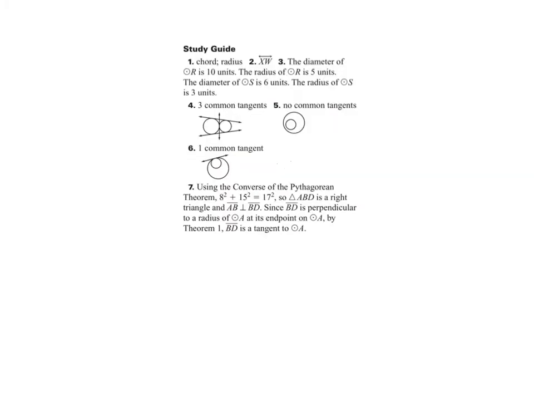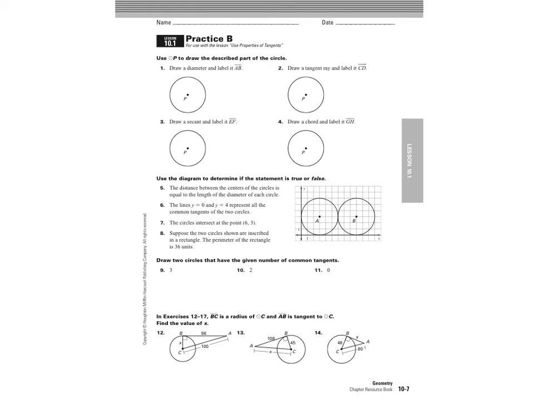So here's the answers to the study guide. And now I've inserted practice B just to show you some examples. So here you actually had to draw the circles and put in the common tangents. You won't have to draw it. I'm going to give you the circles already drawn, but it will not have the tangents. You would have to determine how many you could add to it.